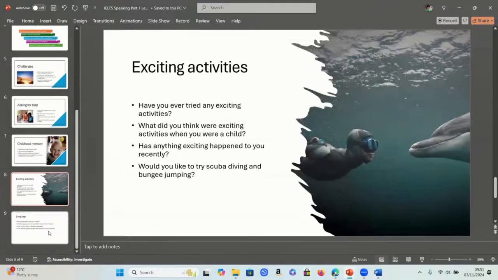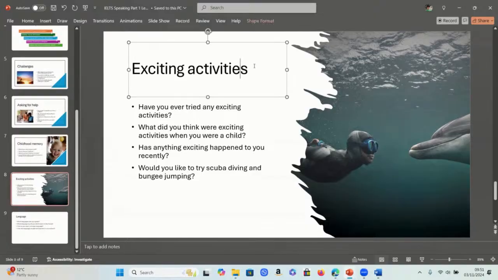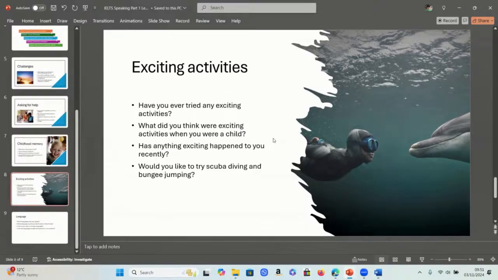So here's one that is being used at the moment. It seems a little vague in the sense of exciting activities. What do you mean, exciting activities? Activities tend to mean physical, energetic things like bungee jumping, scuba diving, or swimming with dolphins. Even more exciting would be swimming with sharks, but I do not recommend doing that. But it's a "have you ever?"